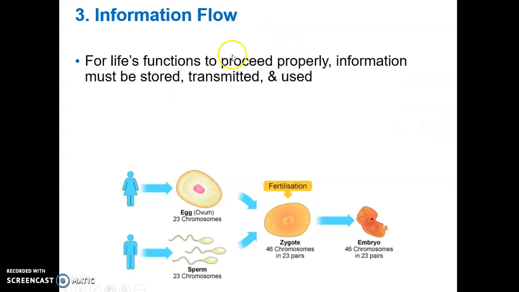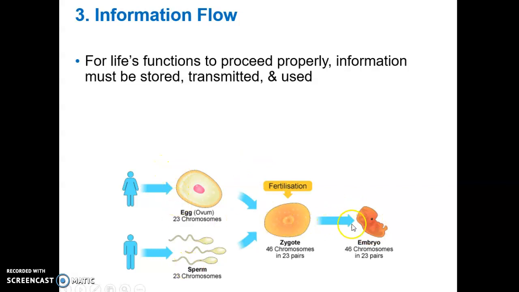Okay, flow of information, or information flow. So our life's functions proceed normally, hopefully properly. Information must be stored and transmitted and used. So in order for your cells to process food and your lungs to function properly, in order for you to be able to reproduce and have babies and have your babies carry your genetic information, all of those things are controlled by our genetic information, DNA. And it's transferred to our offspring, or if we're the offspring, it's inherited from our parents.